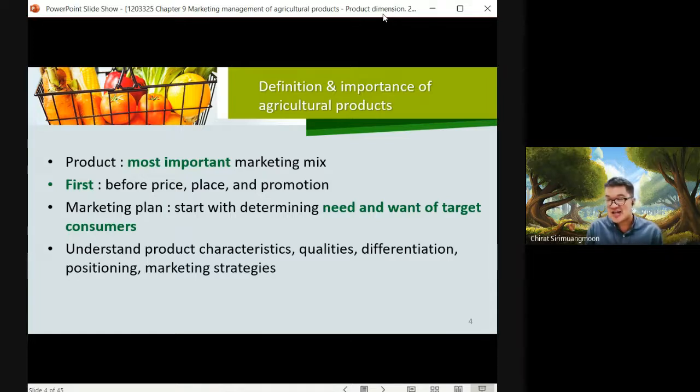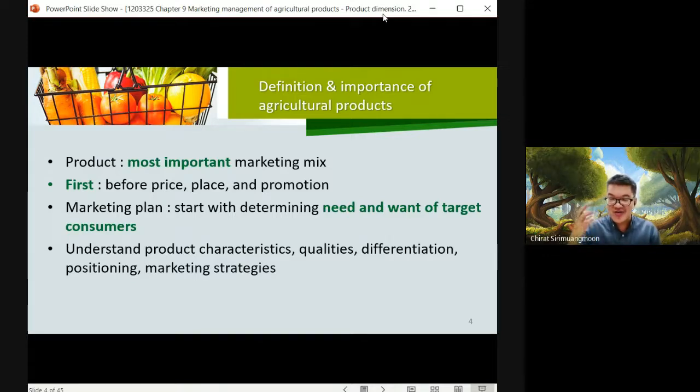Product is considered to be the most important marketing mix. So we have product, price, and promotion. It's very simple, right? But what is most important? It's actually the product. If you have low quality products, it's very hard for you to set the price. Sometimes it's not easy to set the promotion and also the price as well.